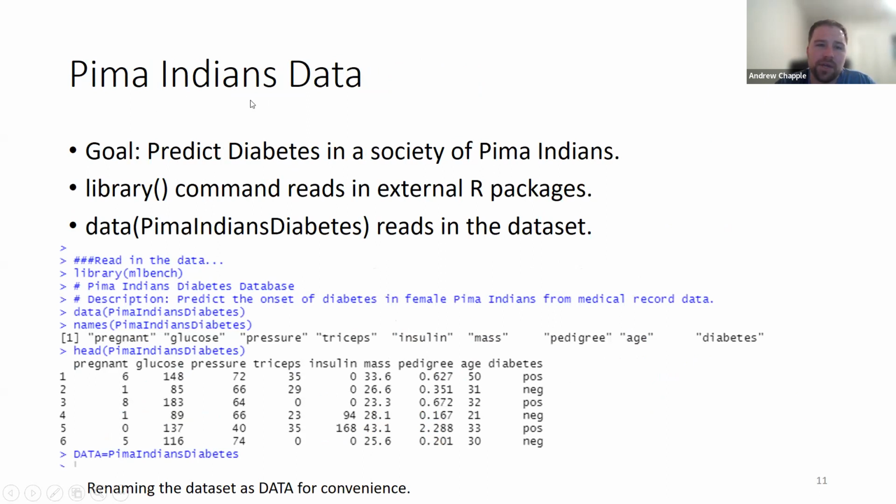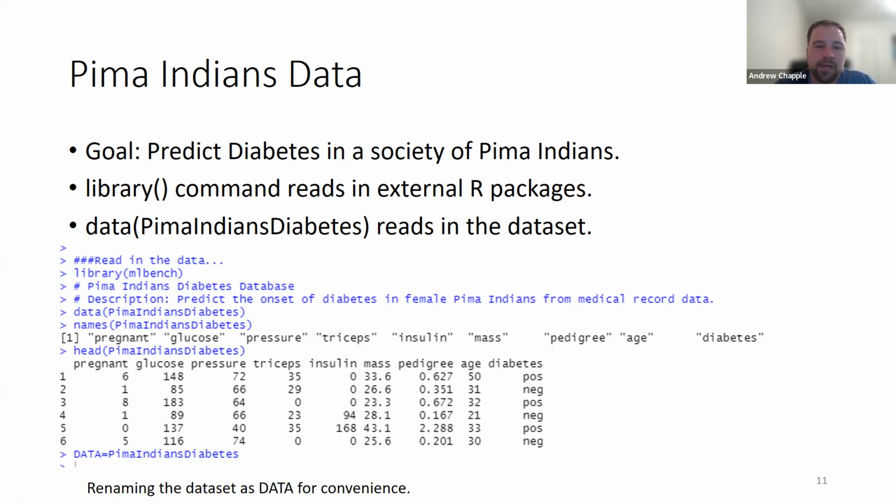Okay, so this is the Pima Indians data, and here I want to predict diabetes in a society of Pima Indians. I'm going to use this library command. Library command again, and I'm going to use data Pima Indians to read in the data set. So here I've got library mlbench. Again, I showed you how to do that: you install your package and then you can use library. I say data Pima Indians diabetes.